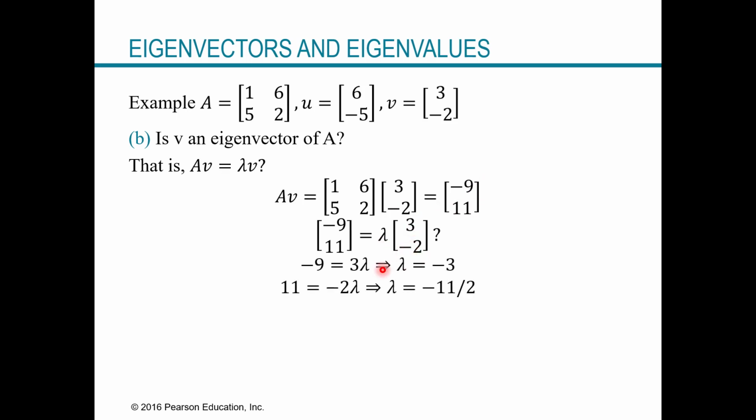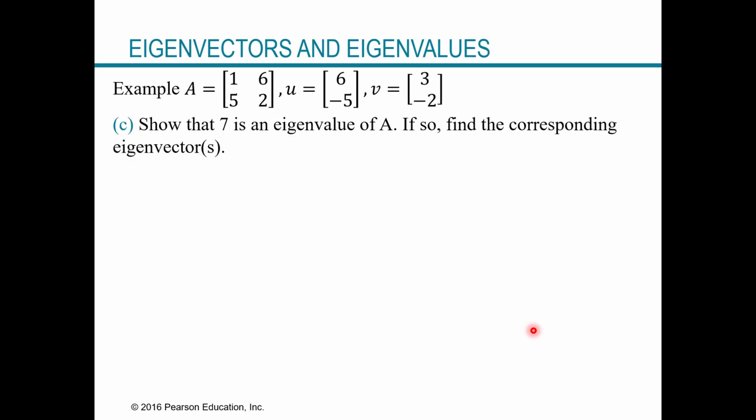If we set up our two rows for our equations, negative 9 equals lambda times 3 gives us a lambda value of negative 3. But from the second row, we get 11 equals lambda times negative 2, which gives us a different lambda value. So there's not one scalar that would take us from vector v to this result, A times v. Therefore, no, v is not an eigenvector of A, since A times v is not a multiple of v.